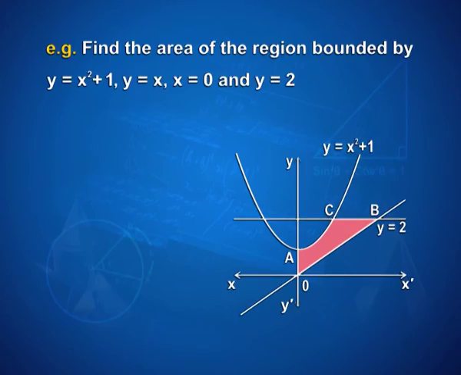Now, let us look into one more example. Find the area of the region bounded by y is equal to x square plus 1, y is equal to x is equal to 0 and y is equal to 2.